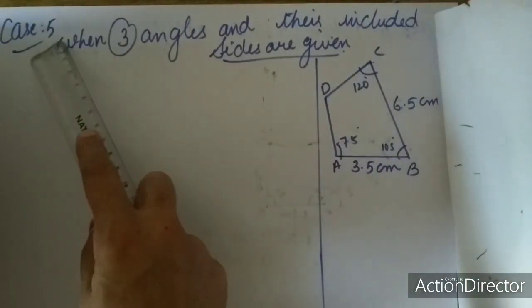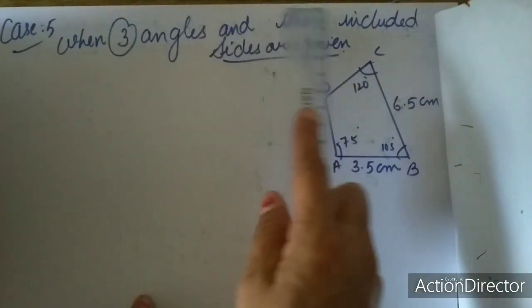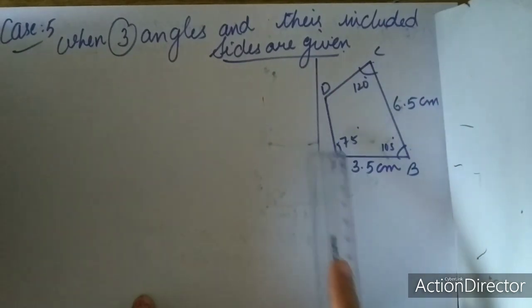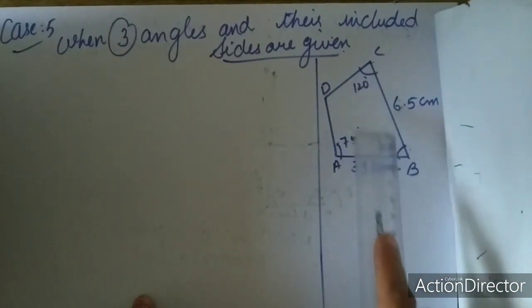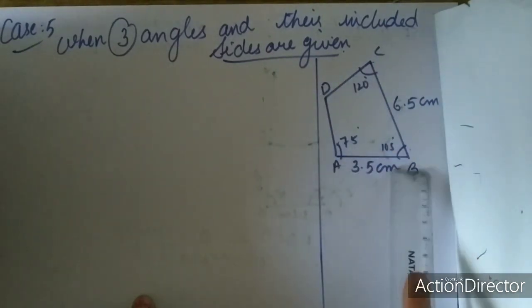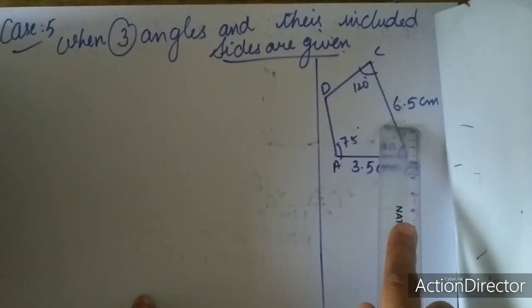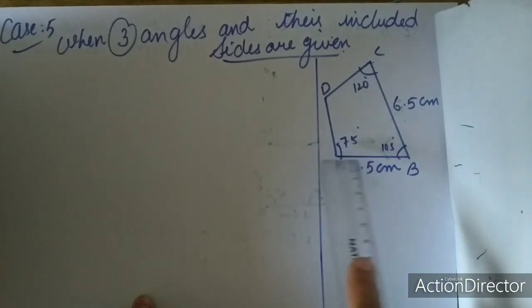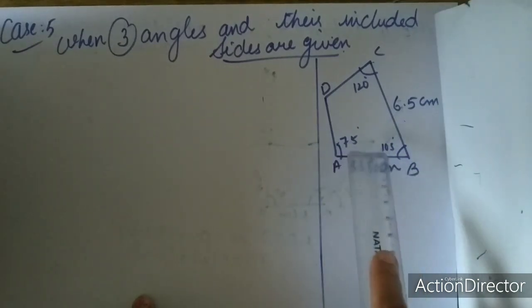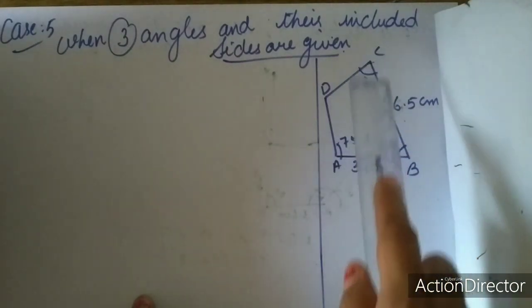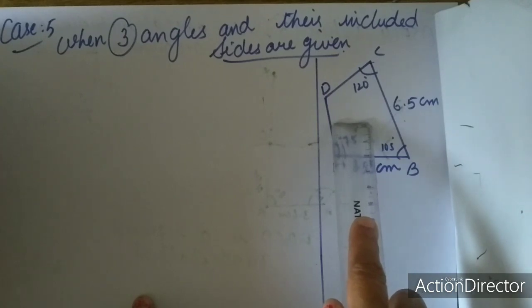Now we'll move on to case 5 where 3 angles and their included sides are given. Here first draw a rough figure. ABCD is a quadrilateral where AB is given as 3.5 centimeter, BC is given as 6.5 centimeter and angle A is 75 degree, B is 105 degree and C is 120 degree.